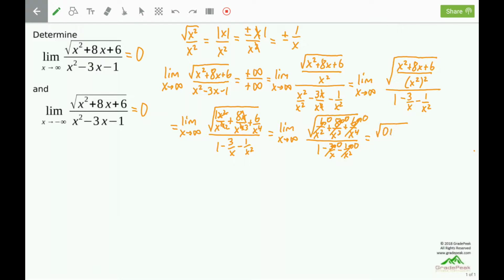The result is the square root of 0 plus 0 plus 0 divided by 1 minus 0 minus 0. 0 plus 0 plus 0 is 0. 1 minus 0 minus 0 is a 1. Square root of 0 is 0, and 0 divided by 1 equals 0.